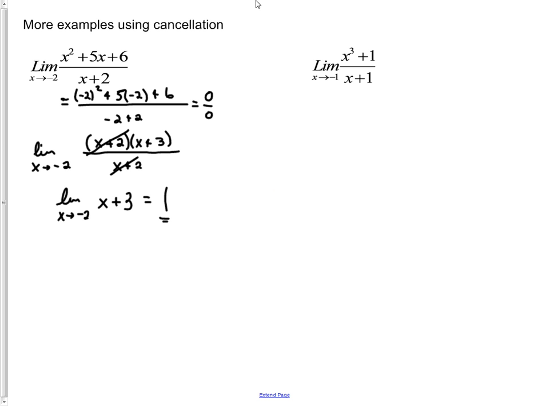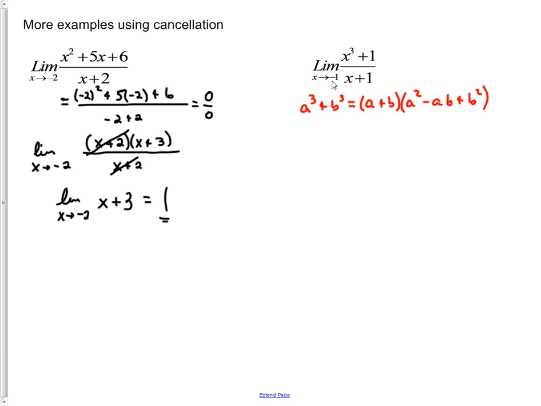All right, how about this last one right here? This looks like a bear. We've got x cubed plus 1 over x plus 1. Well, remember, we can't just cancel out an x cubed and a 1 right here, right? We have to factor and look for any canceling. Well, this is a job for our sum and difference of two cubes. In this case, we know that if we had a cubed plus b cubed, then we could factor that as a plus b times a squared minus ab plus b squared.